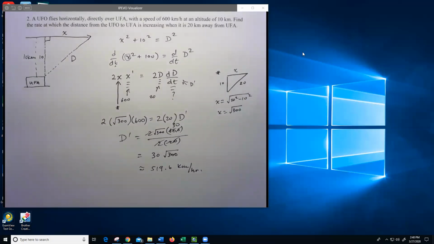Yeah, so I have a question. For the first derivative of x, it's 600 kilometers per hour. Shouldn't we change it to... Oh, never mind. Never mind. Everything's in kilometers.